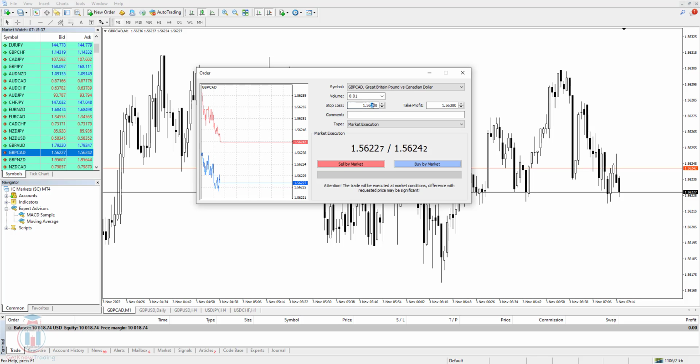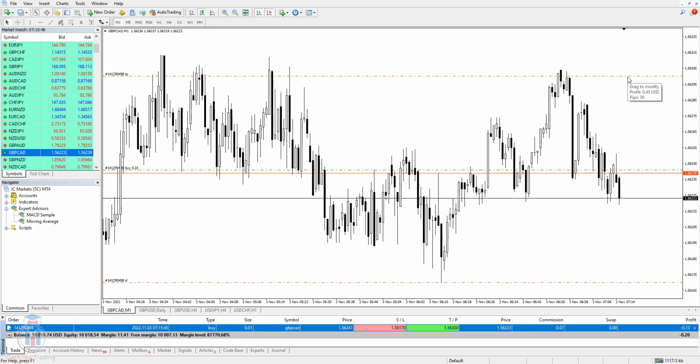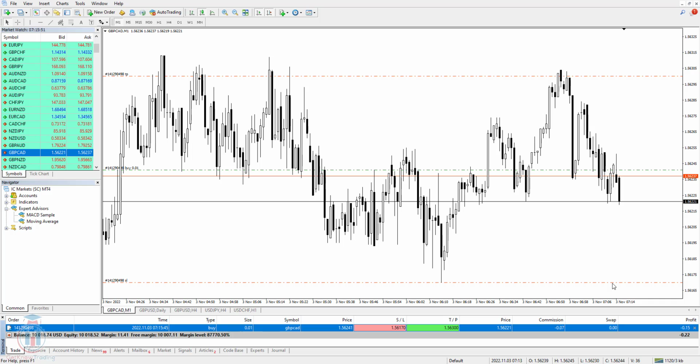So to fix this error, I need to put 5617 stop loss below the current price. So if I click the buy market, I will open a new order. The take profit is here and the stop loss is here.